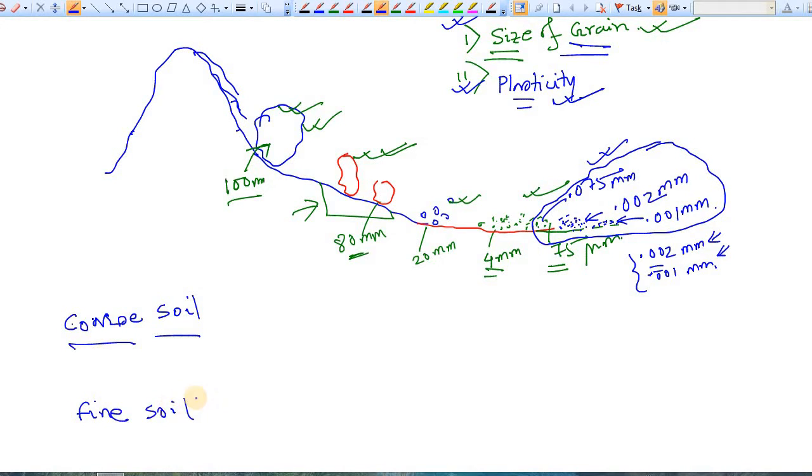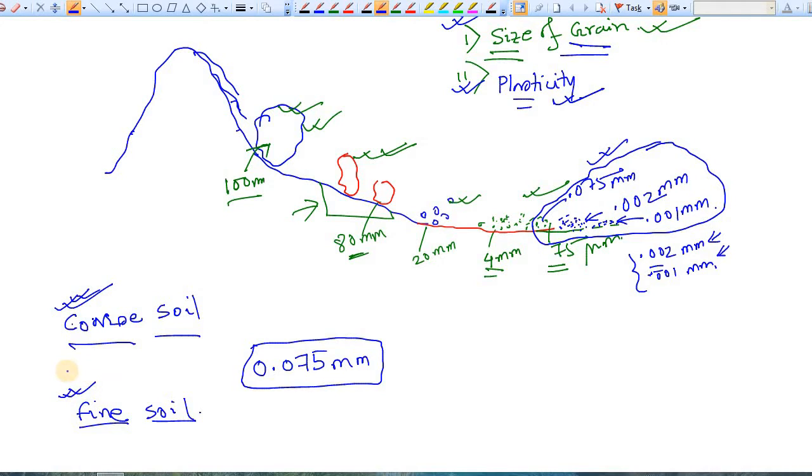Now what is the size which differentiates coarse soil and fine soil? Well, the size is 0.075 mm. This is the size which distinguishes between coarse and fine soil. Any soil above this size is known as coarse soil, and below this size is known as fine soil.